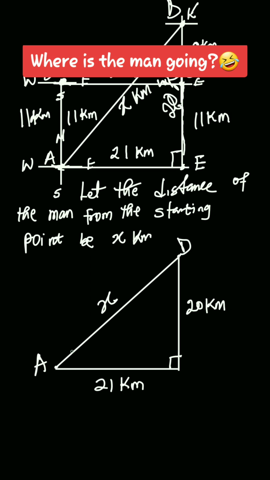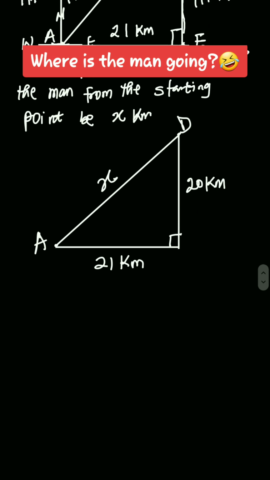So this is a right-angled triangle, and to find a side in a right-angled triangle when two sides are given to you, we make use of the Pythagoras theorem. The Pythagoras theorem states that in a right-angled triangle, the square of the length of the hypotenuse is equal to the sum of the squares of the other two sides. The hypotenuse is the side facing the 90 degrees. This is the hypotenuse.